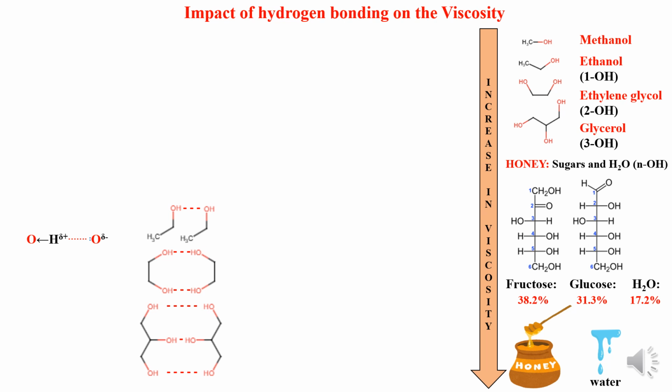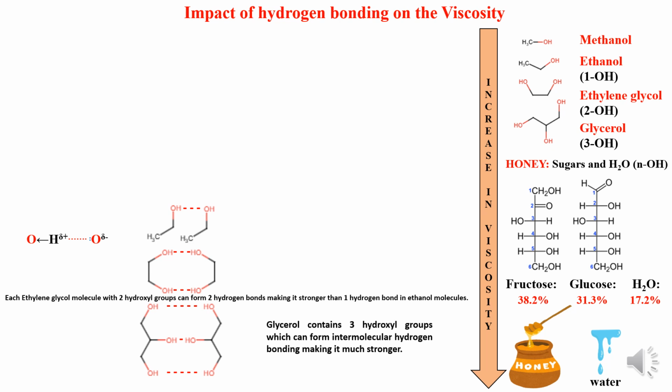So in case of ethanol, there's only one hydroxy group and therefore you find only one dipole-dipole interaction. Whereas an ethylene glycol molecule, which contains two hydroxyl groups, can form two hydrogen bonds, making it stronger than one hydrogen bond as in case of the ethanol molecule. But in case of glycerol, you find three hydroxy groups, which can form intermolecular hydrogen bonding, making it much stronger. So each glycerol molecule with three hydroxyl groups can form three hydrogen bonds, making it much stronger.